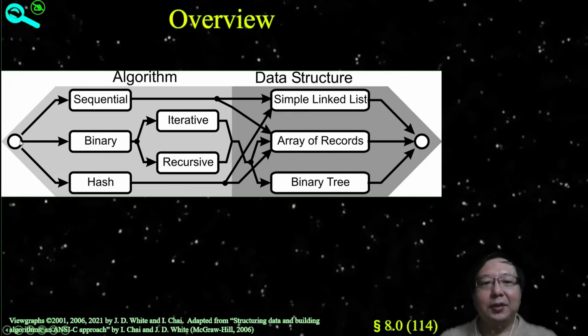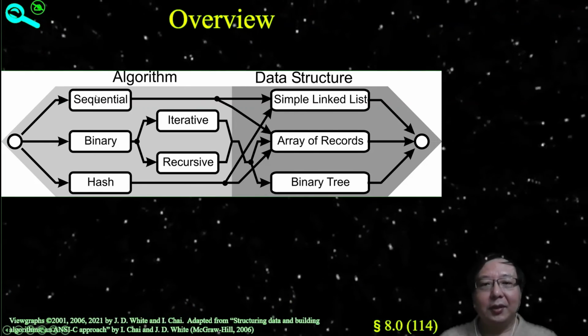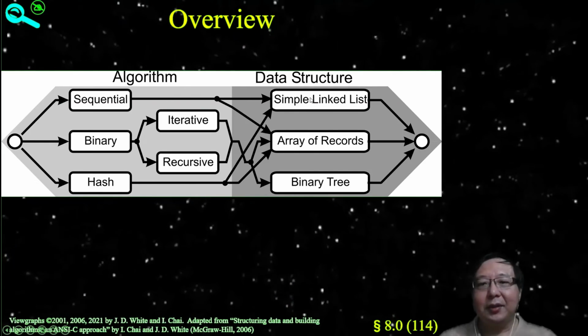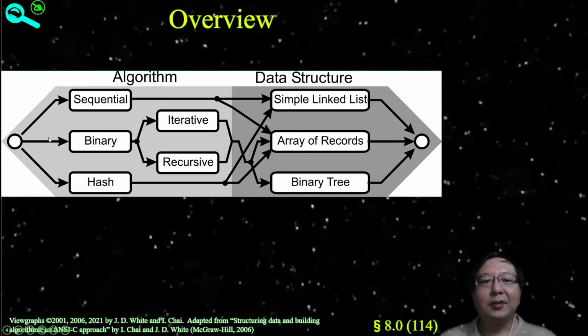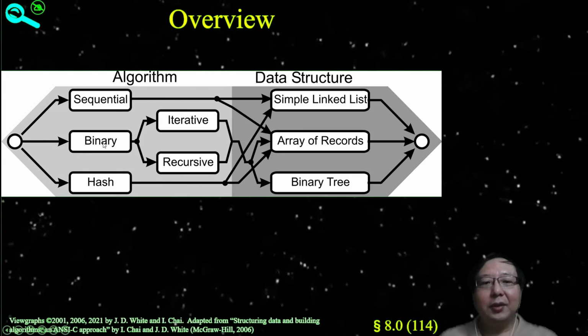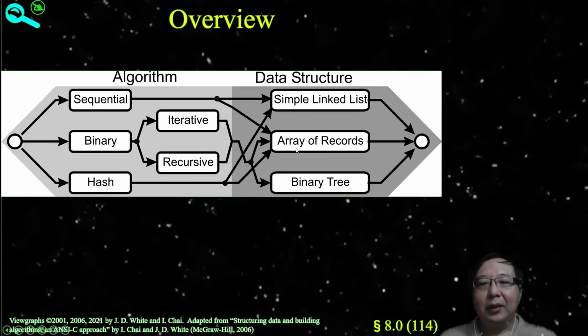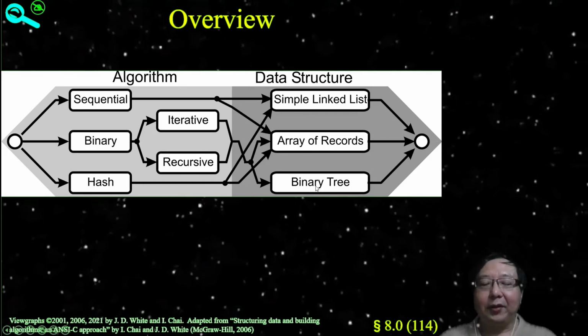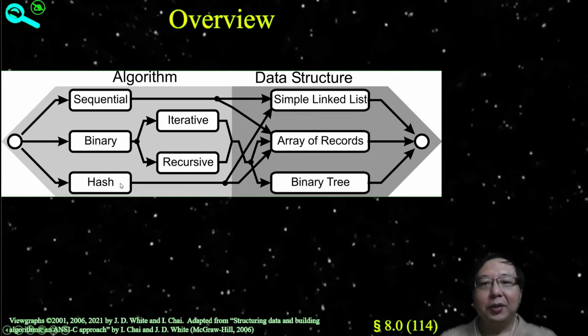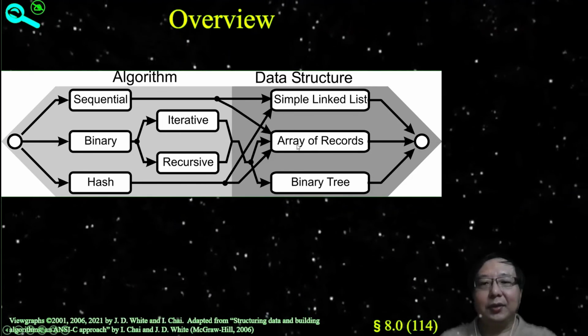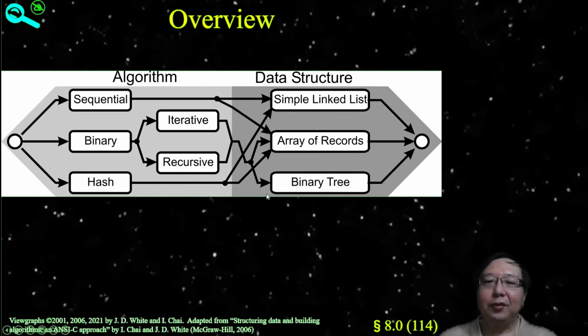Different ways to do searching. We can do sequential search, and sequential search can be done using a simple linked list or an array of records. We can do binary search, which we can do either iteratively or recursively, and it can use an array of records or a binary tree. And we can use hash, which we can do using an array of records, or you could also use a linked list.